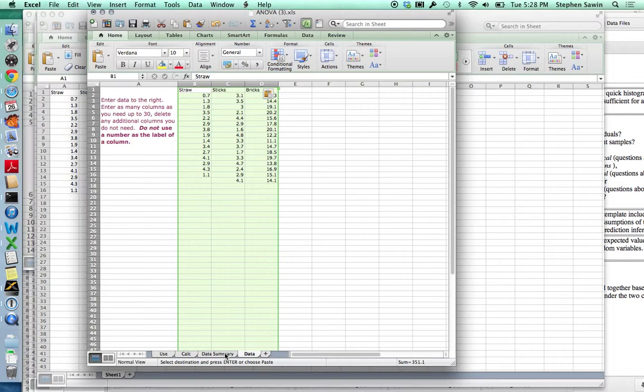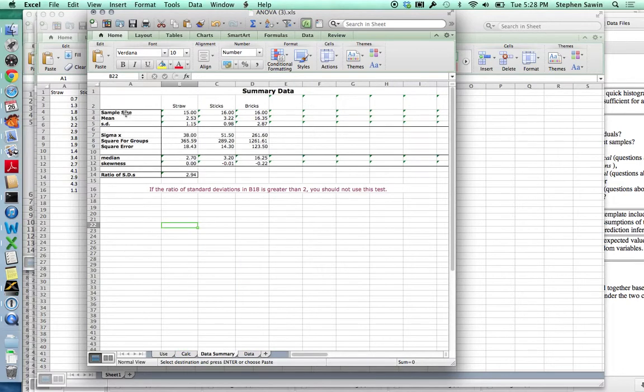First place to go is the data summary, which tells us how big each of our samples were. We had 15 structures of straw, 16 of sticks, and 16 of bricks. It tells us our means. You see the means are quite different, right? 2.53, 3.22, and 16.35. And it tells us the sample standard deviations in each case.